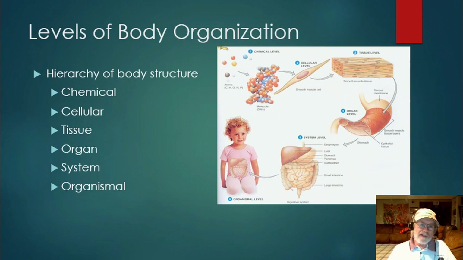Well, just to start out, we're going to be talking about all these different levels during the course of the semester. We're going to be talking about chemical levels, cellular levels, tissue levels, organ levels, system levels, and the whole body as a whole level, because you can't just look at one without the other. So we're going to be talking about each of these different sections.